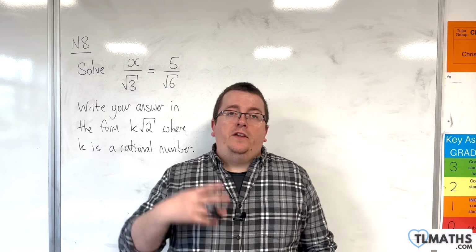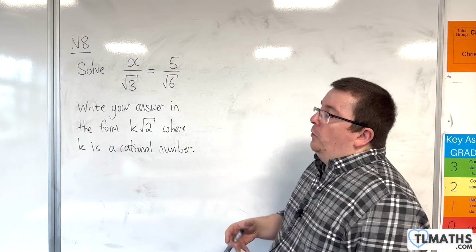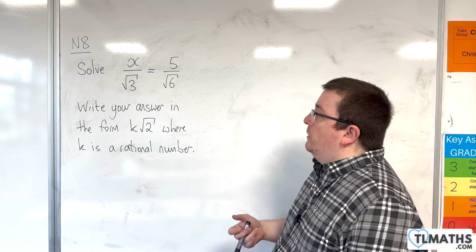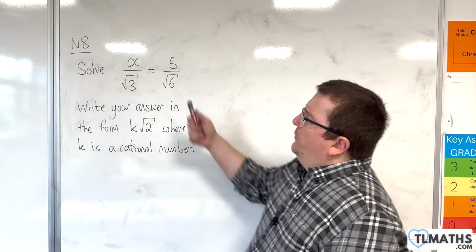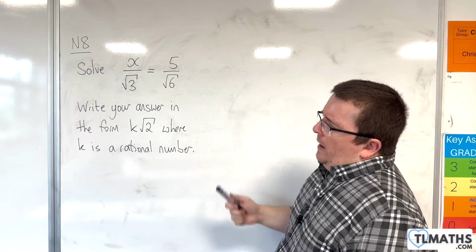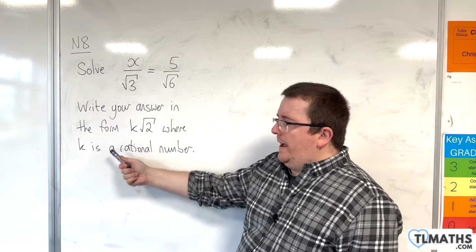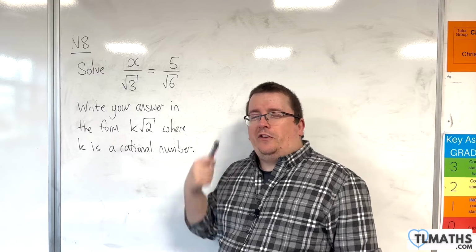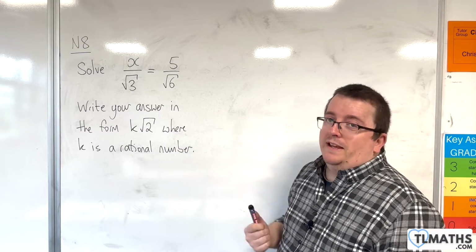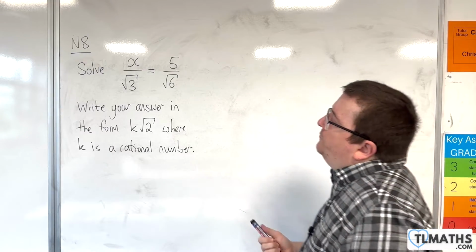So you may find that you have to solve equations that also involve surds. So all the skills that we've learnt with surds can be practiced in this scenario as well. So let's say we wanted to solve x over root 3 is equal to 5 over root 6. And we need to write our answer in the form of k root 2, where k is a rational number. So that's kind of hinting that rationalising the denominator is probably going to be in there. Okay, not necessarily, but probably going to be involved.